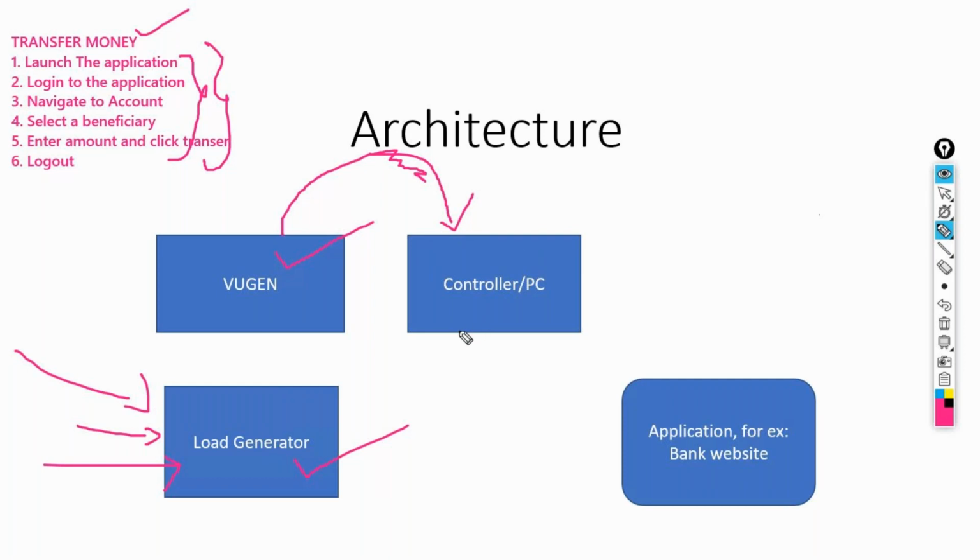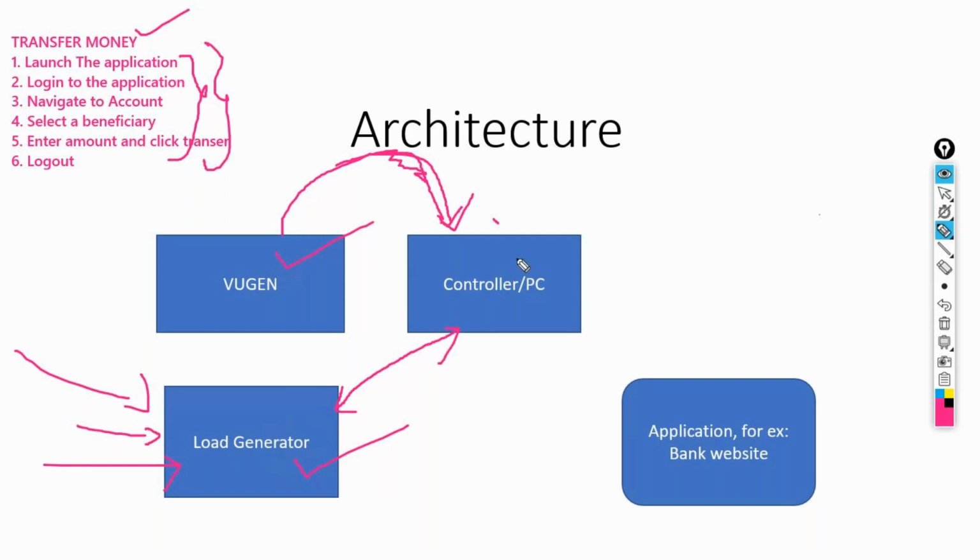That means whatever script this particular Vugen has developed, we have to upload it here, and then we have to do some configurations, like how many users you want to test with, and for how much time you want to run the test. All these configurations we have to do here, and then trigger the execution. The actual execution won't happen here. The actual execution will happen here.